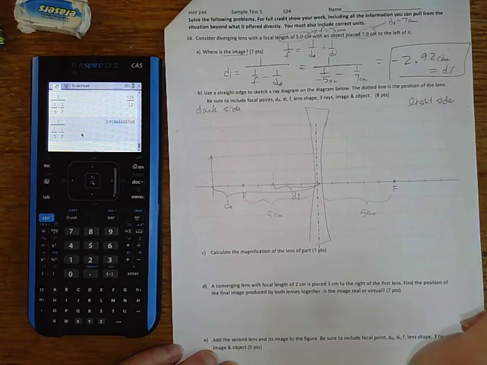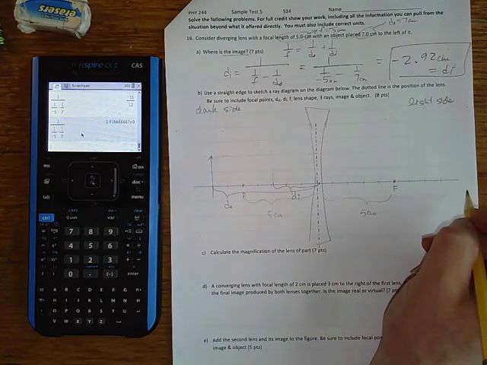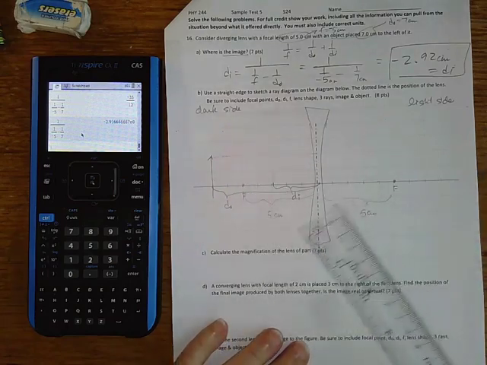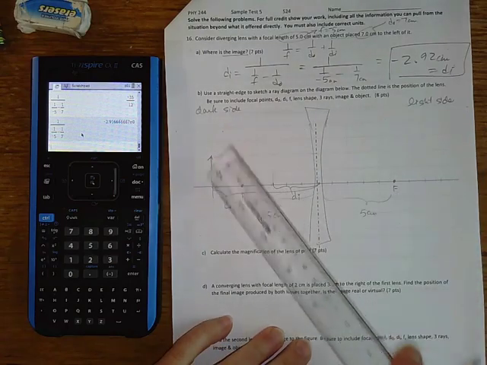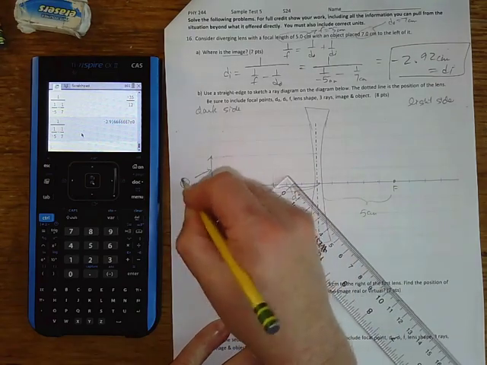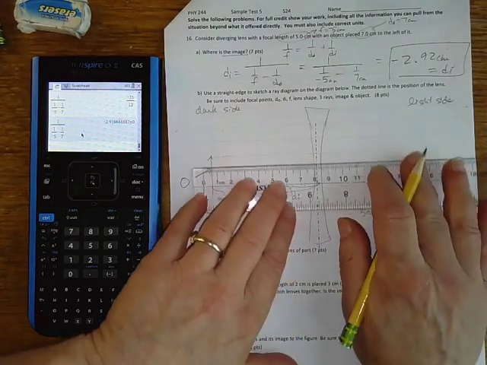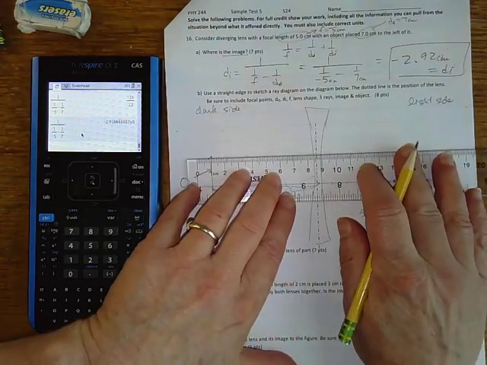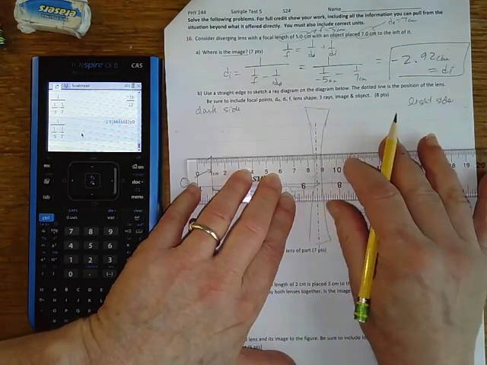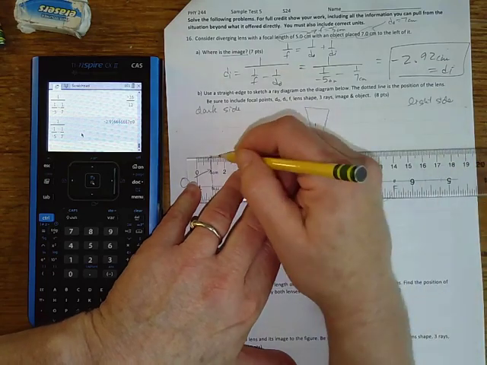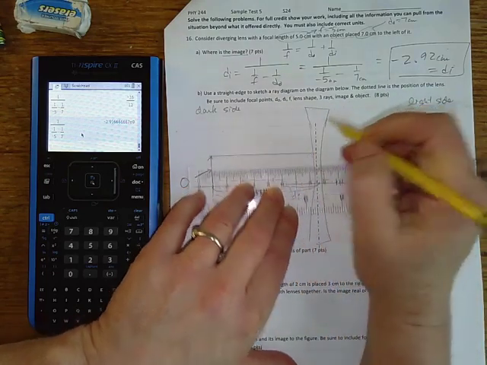All right. Part B, use a straight edge to sketch a ray diagram on the diagram below. Use the dotted line position as the lens. Be sure to include DI, DO, and F. I've got the lens shape already. This is the object. And we need to get the image and the rays. Okay, so we have 3 rays that we draw. We do parallel focal. So we'll first go parallel here. Try to go straight, parallel, and then focal.